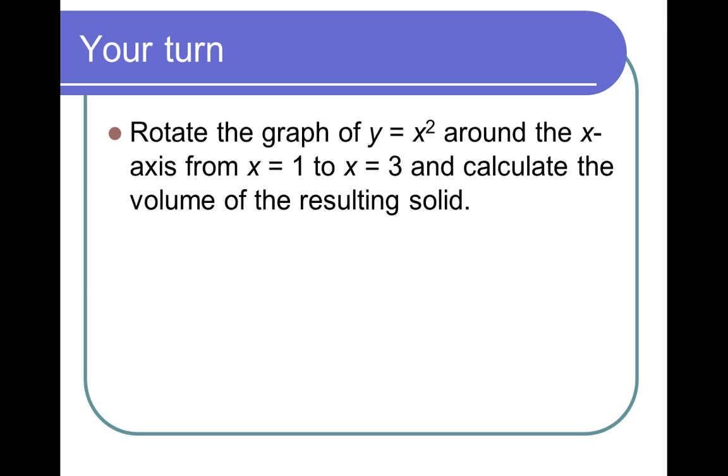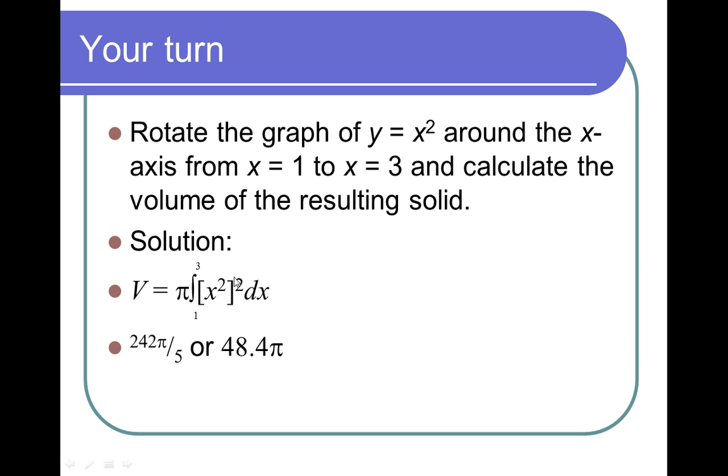All right, I'm going to assume that you did this question and you are interested in seeing if your answer matches up. So what we do is we take our f of x, our x squared, and we put it in the integral sign, and we square that. And we are going from x equals 1 to x equals 3. So if I simplify that, that's going to be x to the 4th. You're going to take the antiderivative of x to the 4th from 1 to 3. And you could do this on a calculator if you wanted to, or you could do it by hand. And you should get 242 pi over 5, or 48.4 pi.